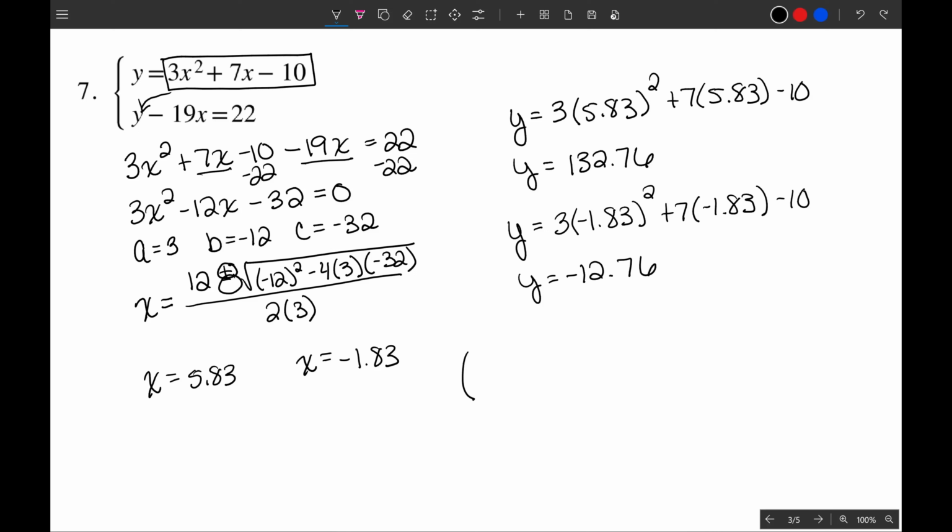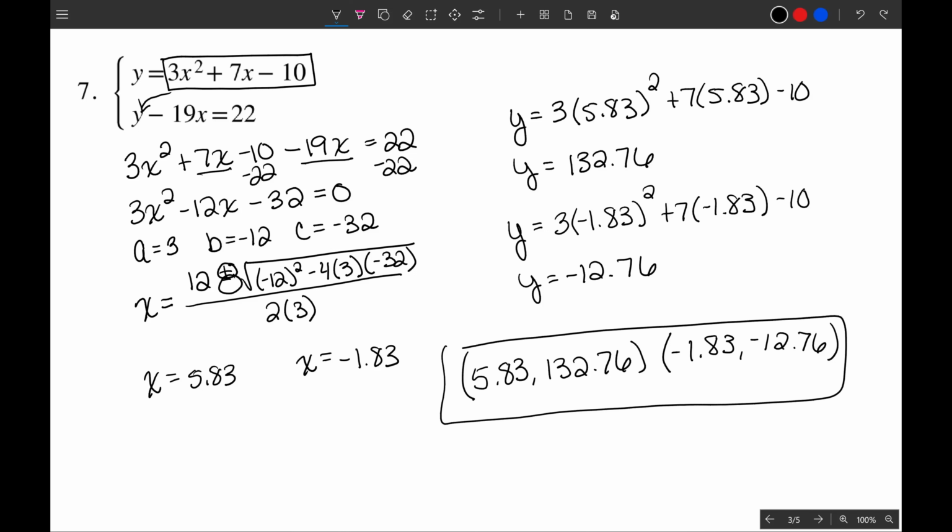So my 2 points of intersection will be an x value of 5.83, which gives me a y value of 132.76. And then the other would be an x value of negative 1.83, and a y value of negative 12.76. So those are my 2 points of intersection. So if you cannot factor, then you can use the quadratic formula.